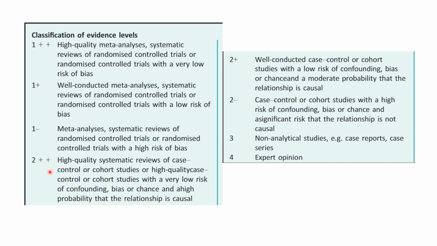We then move on to 2++. This level of evidence is made on the basis that there is a high quality systematic review of case control or cohort studies. So here the difference between 2++ and 1++ is that in 1++ there are randomized control trials, whereas in 2++ there are cohort or case control studies, which are of high quality and with very low risk of confounding, bias or chance, and a high probability that the relationship is causal.